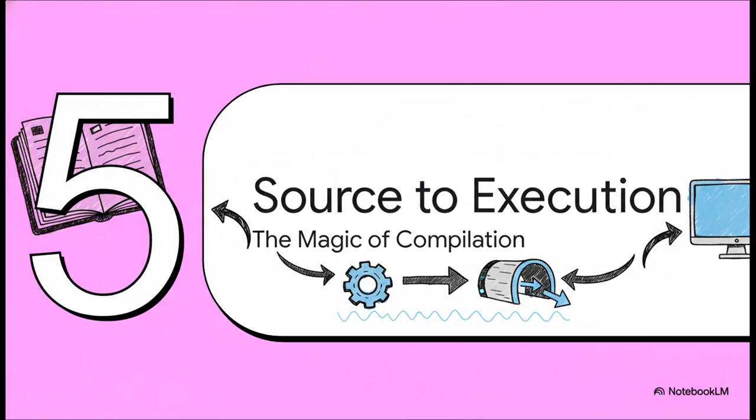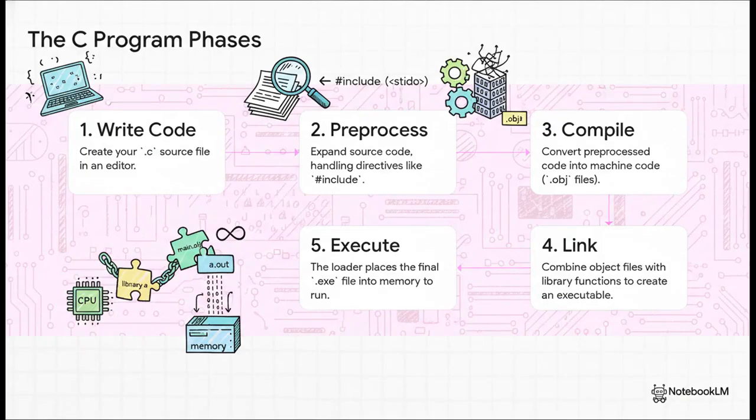Okay, let's get into the really cool part, the transformation. How do those lines of text you so carefully wrote get turned into an actual program that a computer can understand and run? This is the journey from source code to execution. It's actually a multi-step process. First, that preprocessor we talked about handles all the #include stuff. Then the compiler does its thing, translating your C code into the machine's native language. After that, the linker comes in and stitches everything together, your code and the library code, into one package. And finally, the loader puts that package into memory and hits go.